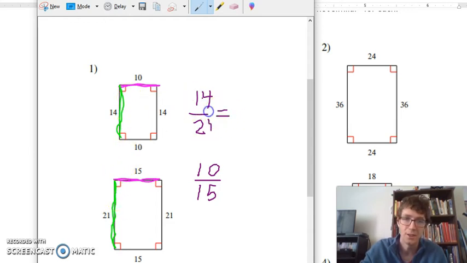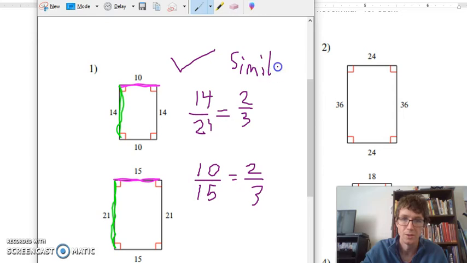So 14 divided by 21, what's the factor that goes into 14 and 21? That should be 7. So 14 divided by 7 is 2, and 21 divided by 7 is 3. So this was 2/3, the relationship between the two green sides. Now the relationship between the two pink sides also has to be 2/3 for this to be true. And that works out because 10 divided by 5 is 2, and 15 divided by 5 is 3. So for this one, we can say, yes, they are similar.